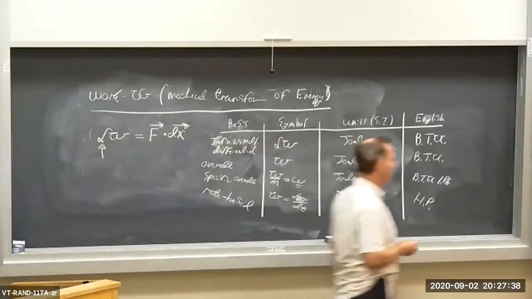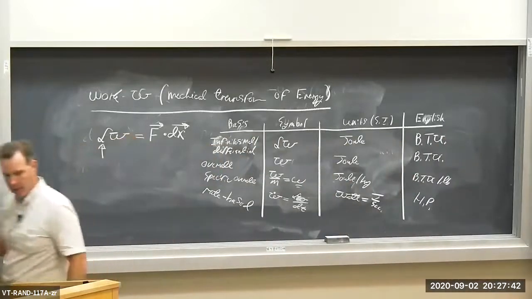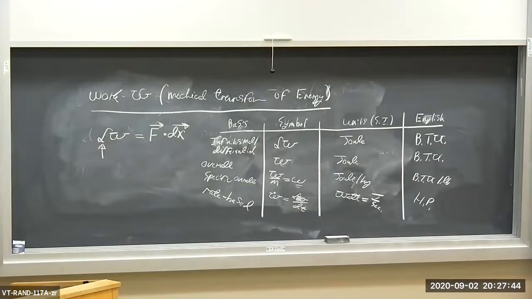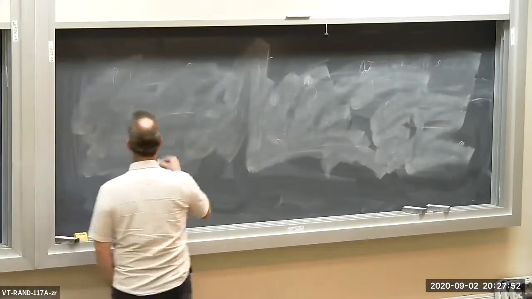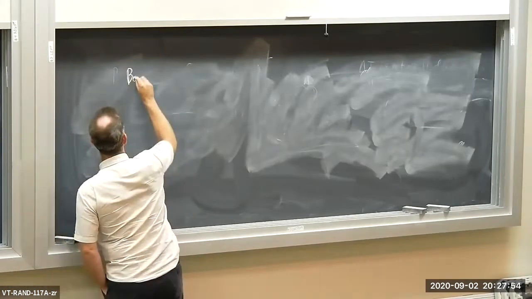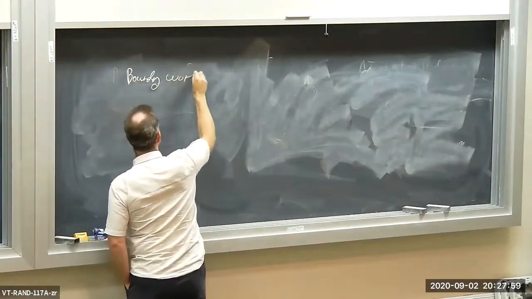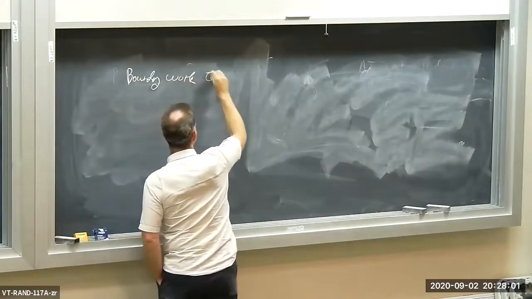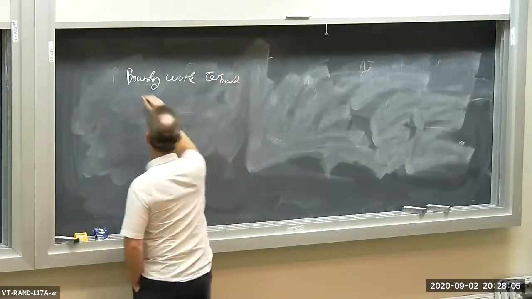Okay, let's continue on by looking at a particular kind of work. There are lots of different kinds of work, but we're going to look at one particular kind today. And that is boundary work. W bound. Boundary work.